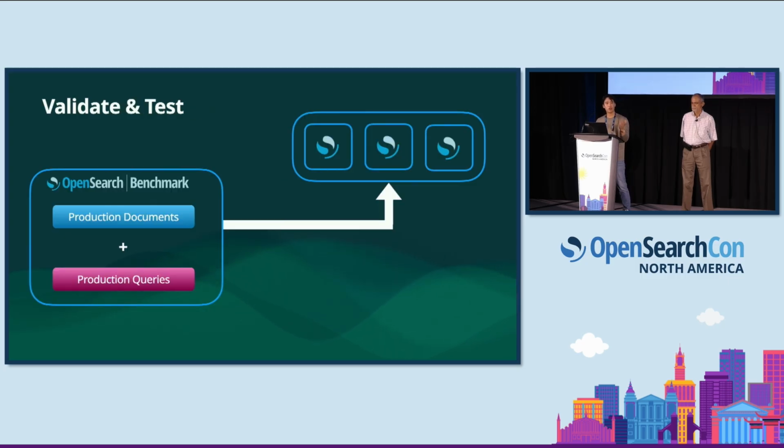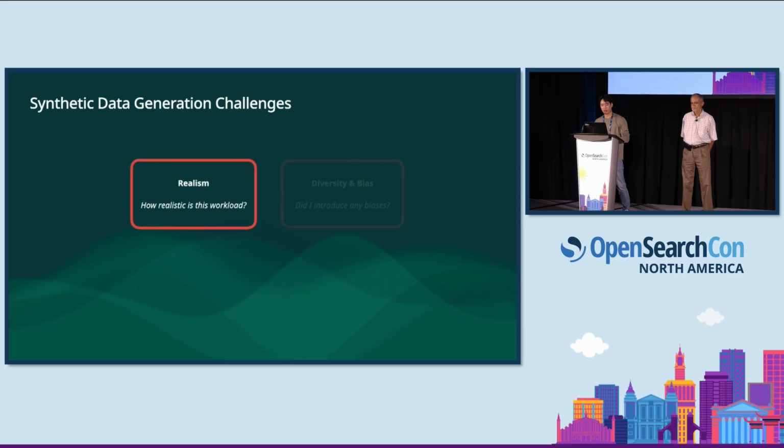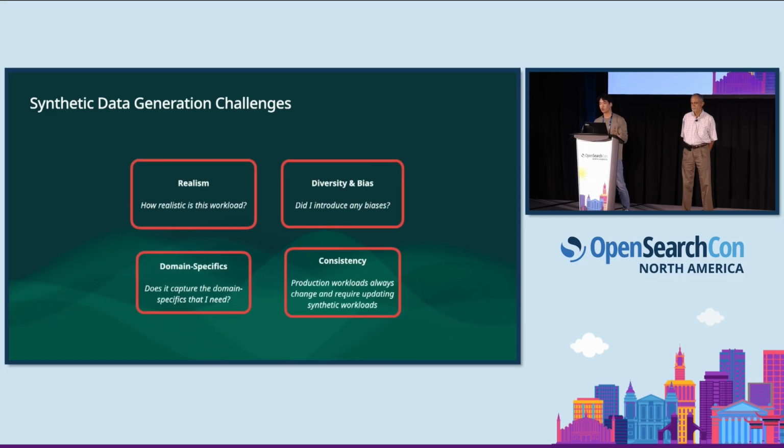So now you have other ways to generate workloads aside from just stripping them from your production documents or production environments. You actually can generate workloads containing synthetic documents and modified queries. But there are still some challenges. For example, how realistic is this workload that I'm generating? Are there any biases that I introduced? And production workloads are always a moving target, so you always have to update your synthetic workloads to make sure that they're up to date. And lastly, did I ensure that the workload captured my domain specifics?